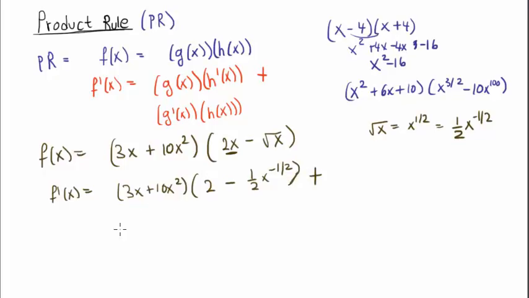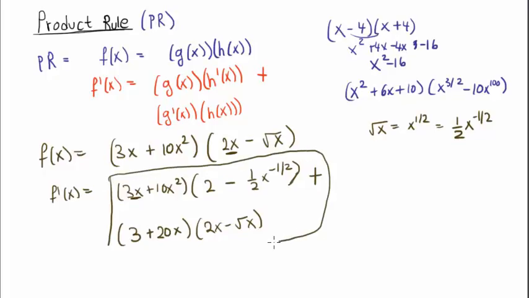Add it to what? Well, I'm going to keep the second term as is. So 2x minus square root of x. To that, I'm going to multiply the derivative of the first term. So the derivative of the first term is a polynomial by itself. What's the derivative of 3x? It's just 3. Keep the plus. The derivative of 10x squared, I'm just going to write it down straight. So 20x. Okay? So this whole thing right here, that's my answer.